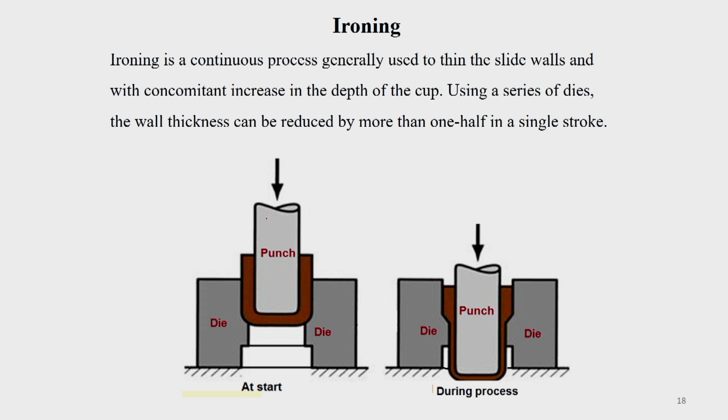Another method is ironing. Ironing is a continuous process which is used to thin the side walls, and you may get a concomitant increase in the depth of the cup. These are all sectional views which are shown. Here you keep the blank, and with the help of the punch you are just moving it, and depending upon the clearance between the punch and the die, your thickness will get reduced. So, that is the main method of ironing. At the start it will be like this.